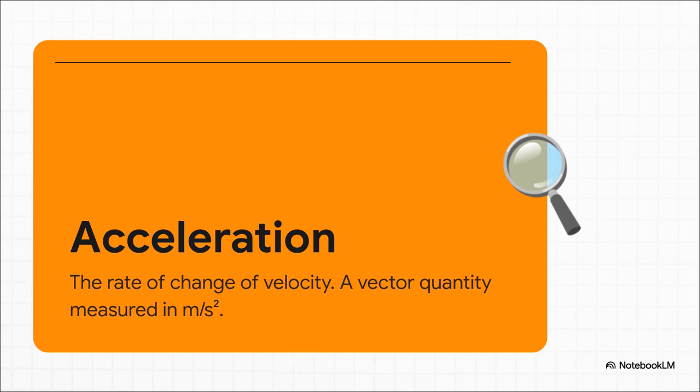And here's the kicker. Since velocity includes direction, you can actually accelerate without even changing your speed. Think about it. A car going around a corner at a perfectly steady 30 miles an hour. The speed is constant, but because the direction is changing, the velocity is changing. And that means, yes, it is accelerating. That's a really crucial idea to get.